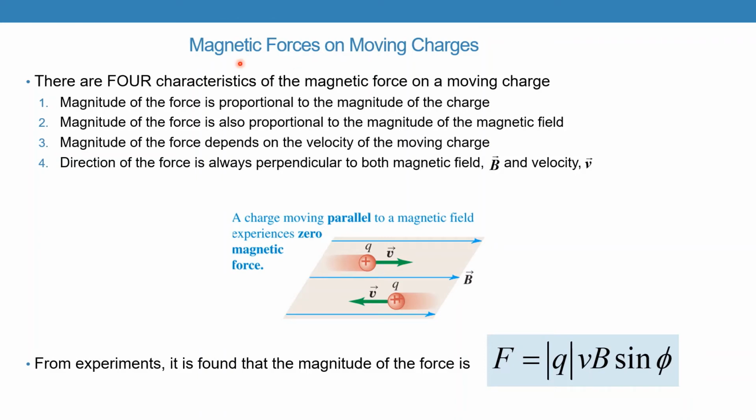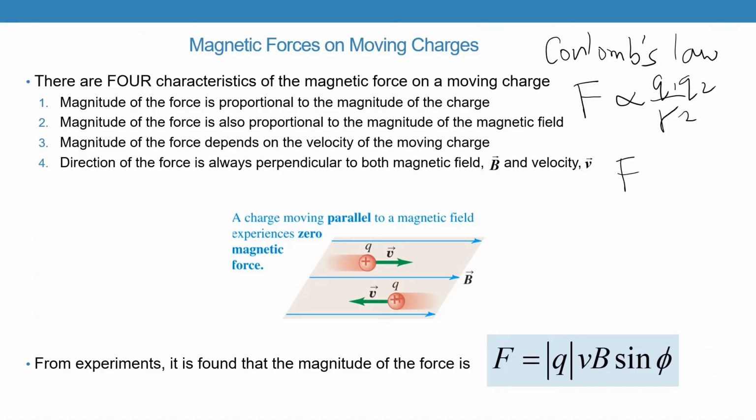Next, let's talk about magnetic forces on moving charges. If you remember from our first chapter, we have Coulomb's law. Coulomb's law describes the relation between force and the distance between the charges and the strength of the two charges. It means that there will be a force when there are two charges Q1 and Q2 separated by a distance r. So that was Coulomb's law.